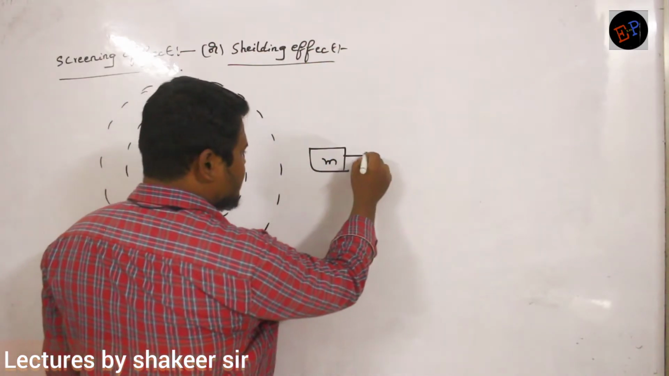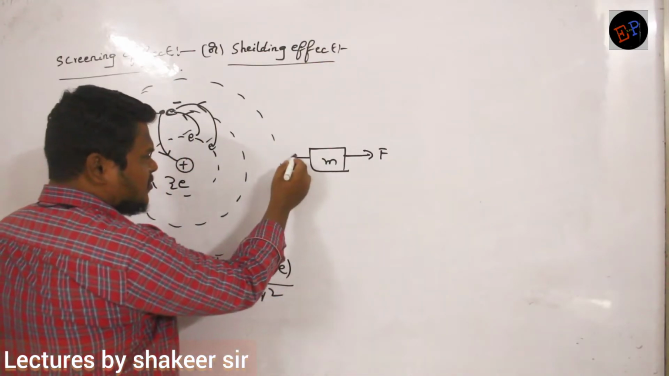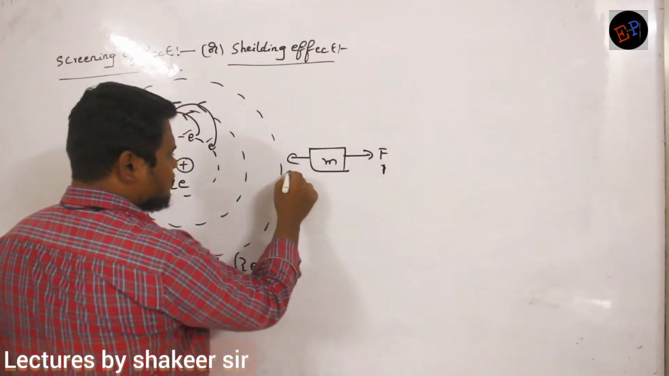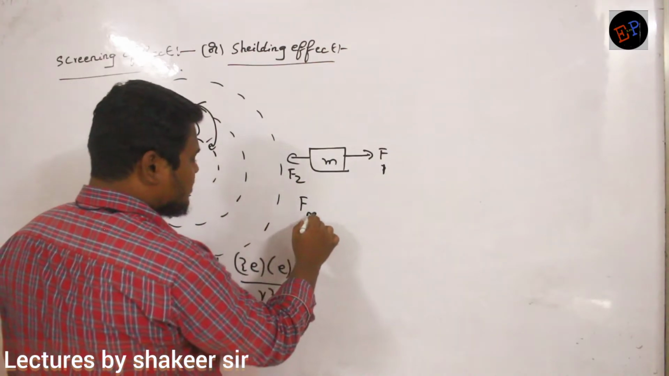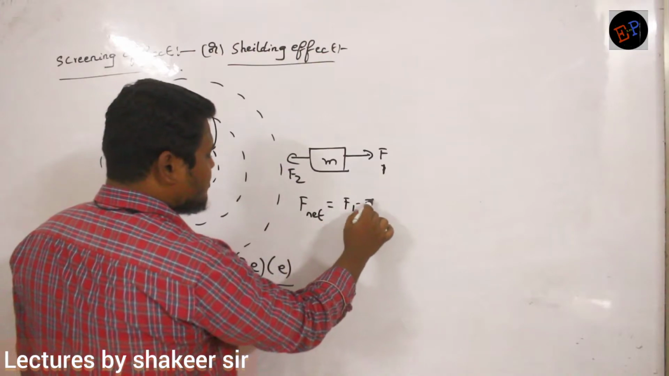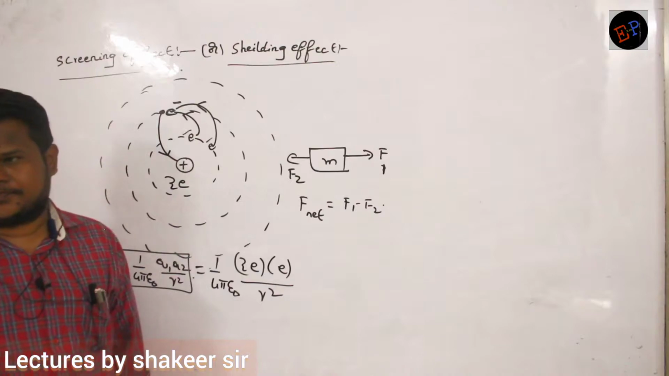So this is the force of attraction given by the nucleus. But electrons, they will provide some force in the opposite direction also. So what happens to the net force? Net force will be F1 minus F2. It means net force definitely reduces. Are you able to understand?